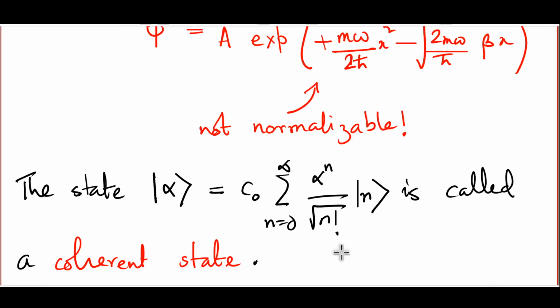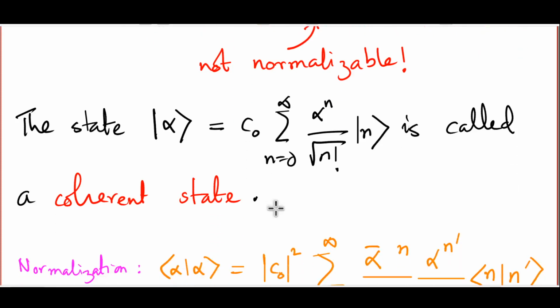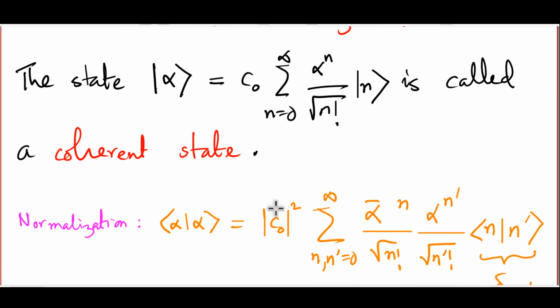Now, as we have already stated before, to fix this constant C0, the overall constant, we must take a look at the normalization of the state ket alpha. So, if we take the overlap of the ket alpha with itself, we need to take the bra for this ket and apply that on this ket itself, and that will give us mod C0 squared times the sum over n and n prime. You have to remember that there are two sums here and you have to change one of the summation indices to a different value. So, you will end up with alpha bar to the n by square root of n factorial coming from the bra corresponding to this.